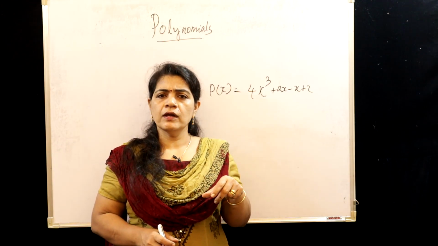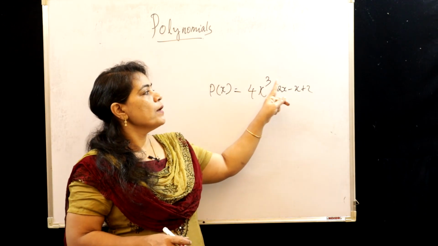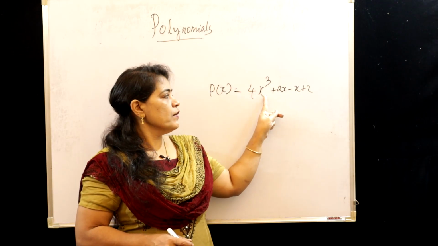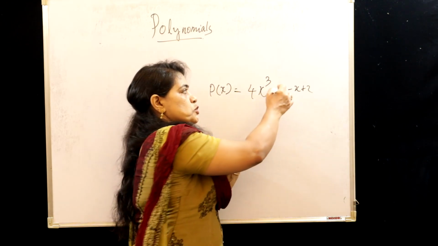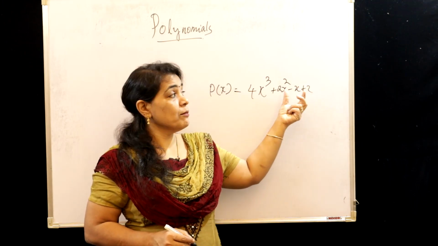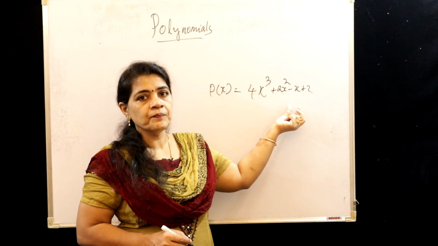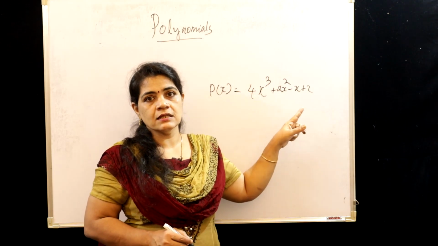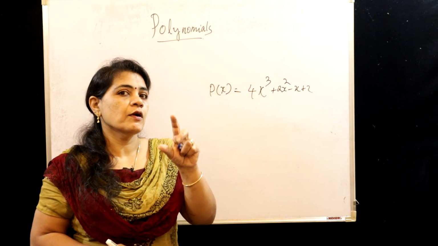The degree of the polynomial is the highest power of the variable in it. Here the variable x, its power is 3. Here is 2x square, where the power of x is 2. Among these, the first term has the highest power. So 3 is the degree of the polynomial. That is very important: highest power of the variable.